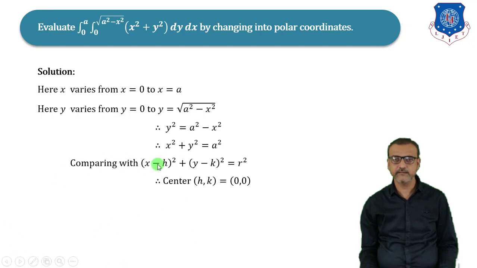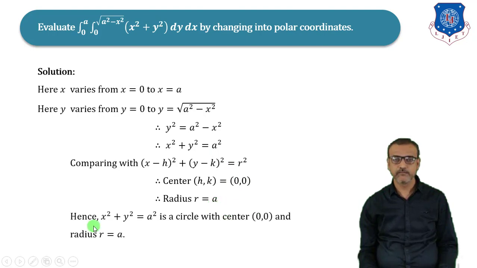Hence the center is (0, 0). And if you compare r square with a square, we have radius r equals a. So this equation, x square plus y square equals a square, represents the equation of a circle having center (0, 0) and radius equal to a. Hence x square plus y square equals a square is a circle with center (0, 0) and radius r equals a.